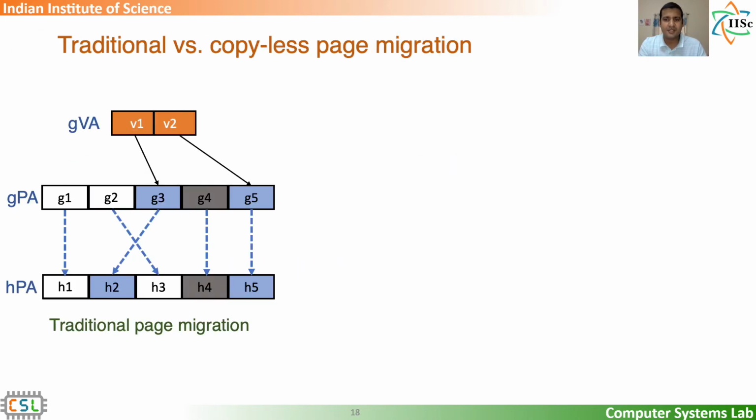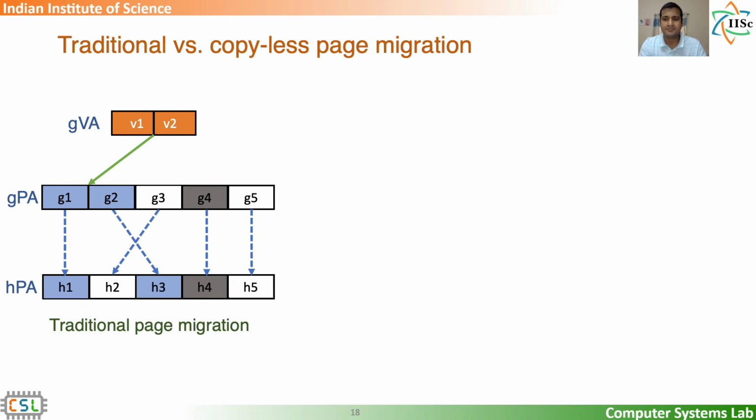The example shown here is how traditional page migration works. We have two virtual pages v1 and v2 that are mapped to non-contiguous page frames g3 and g5. If the guest OS wants to remap them to two contiguous page frames, for example g1 and g2, it would first unmap v1 and v2. Then it would migrate g3's content to g1 and then migrate g5's content to g2. Finally, it can establish a new mapping from v1, v2 to g1, g2 that is contiguous in GVA to GPA mappings.